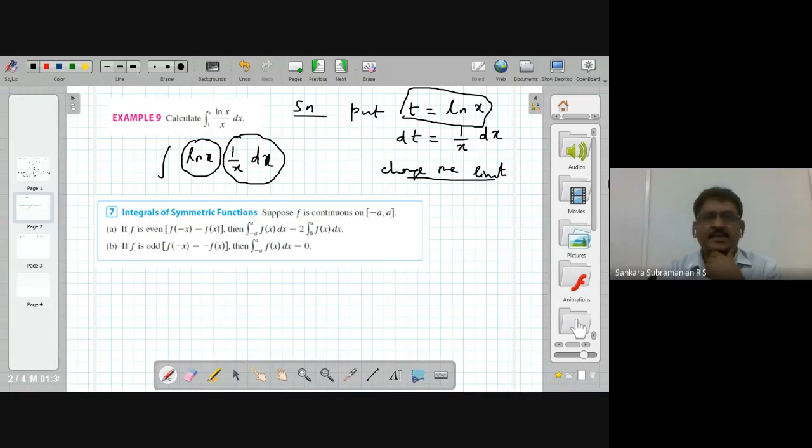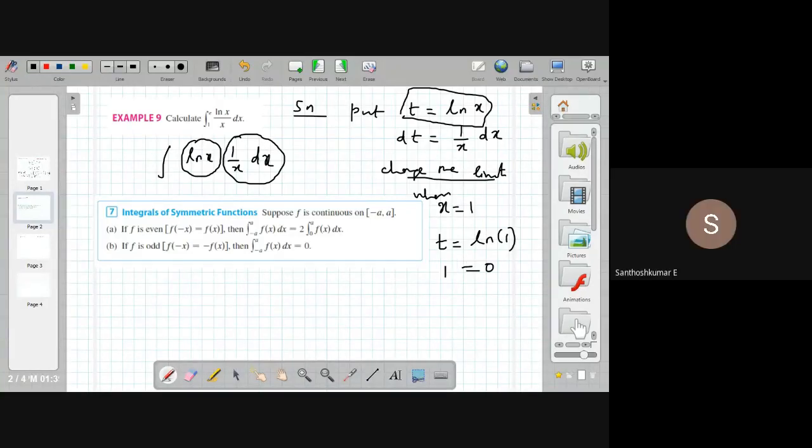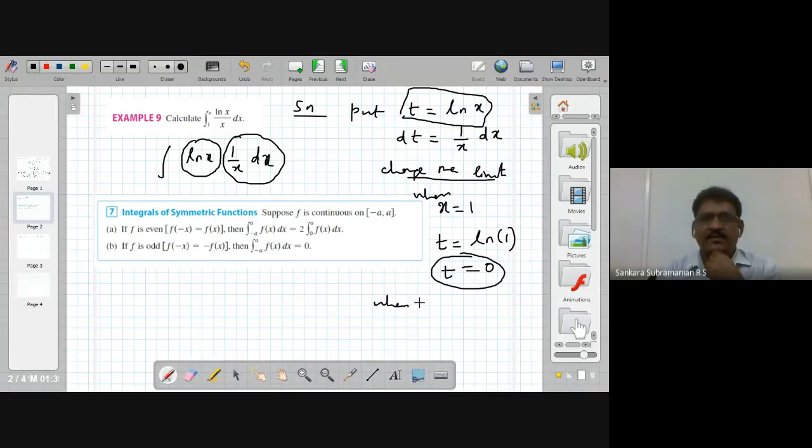How to change? Given x equal to 1, when x is equal to 1, t equals ln of 1. What is log of 1? This is 0. Again, when x equals the Napier constant e, t equals ln of e. Actually, this log is meant for log to the base e, though you are not mentioning it. This is base e, so it equals 1. So t equals 1.